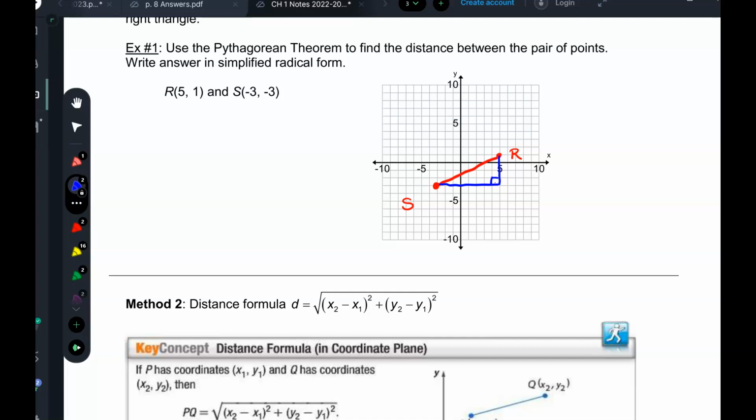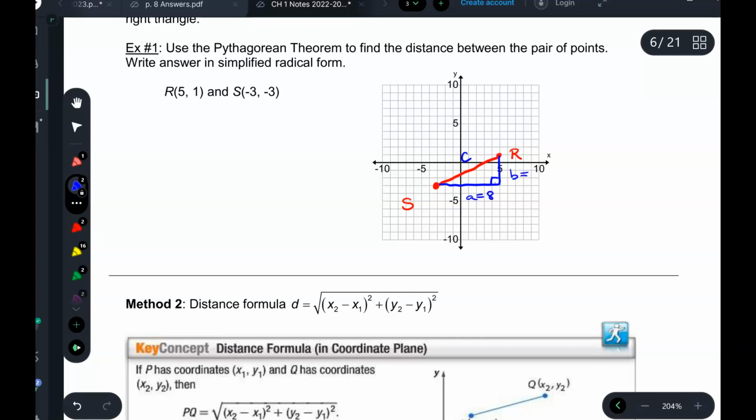Okay, now, we know this is C. Does it matter which one's A and which one's B? No, it makes no difference. So I could say this is A and this is B. Let's count. How many spaces go over? 1, 2, let's make sure we count right today. I know I messed up yesterday. What is it going across? 8. And what do we get for B? 4. Sounds about right.